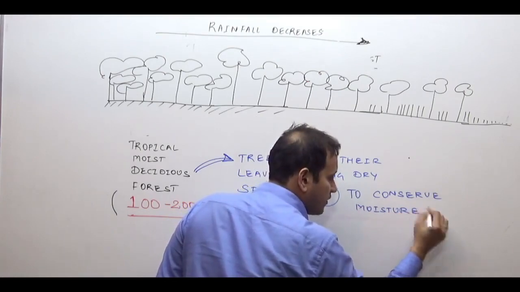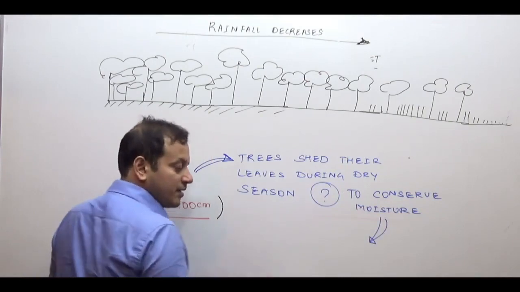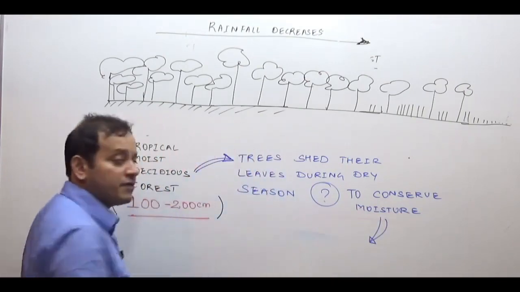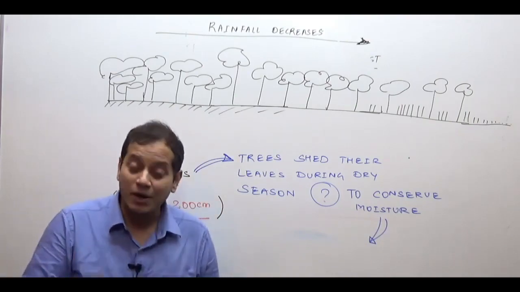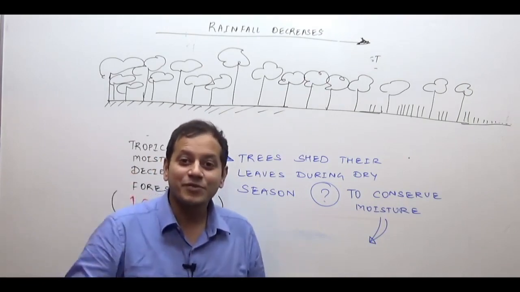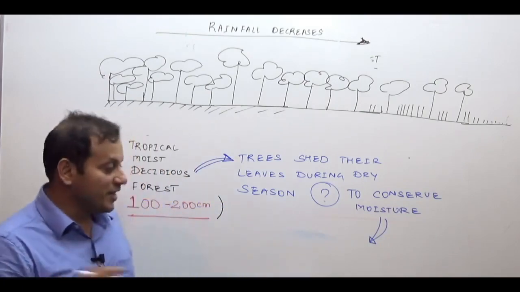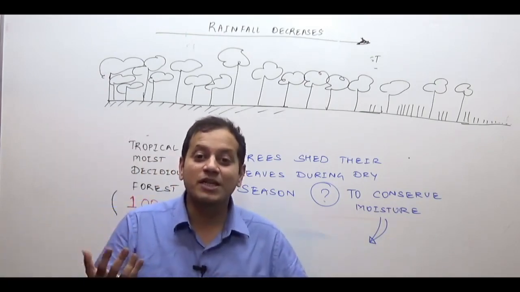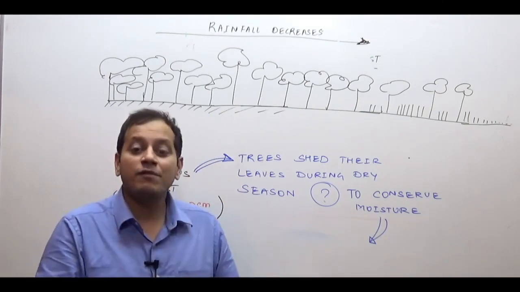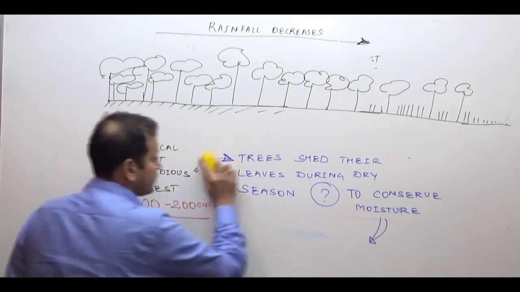How do they conserve the moisture? By shedding their leaves, they conserve moisture. But how? By shedding the leaves, they stop the potential evapotranspiration, that is, the giving away of moisture through the leaves.